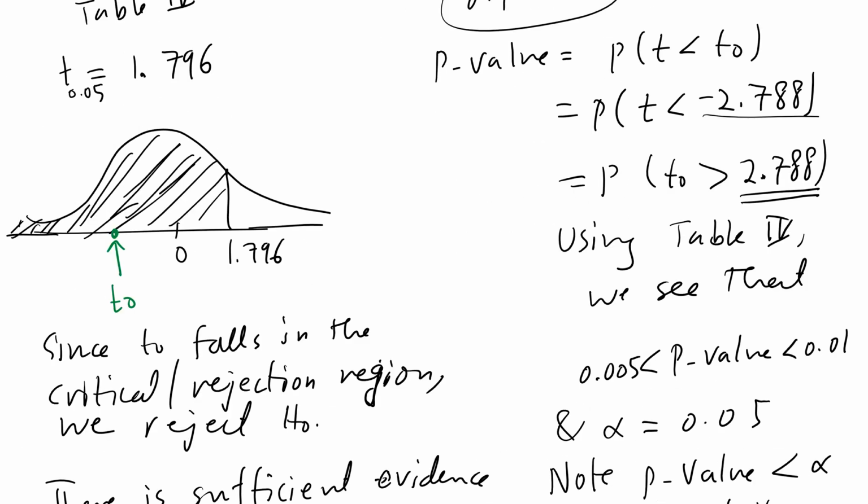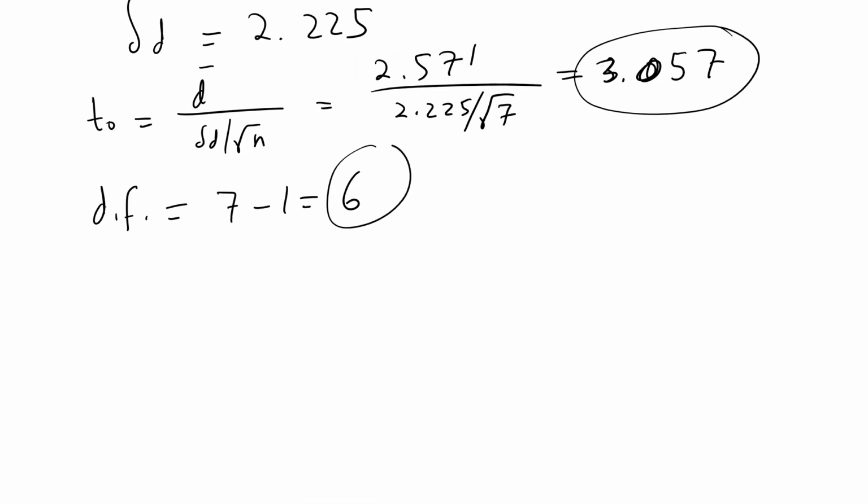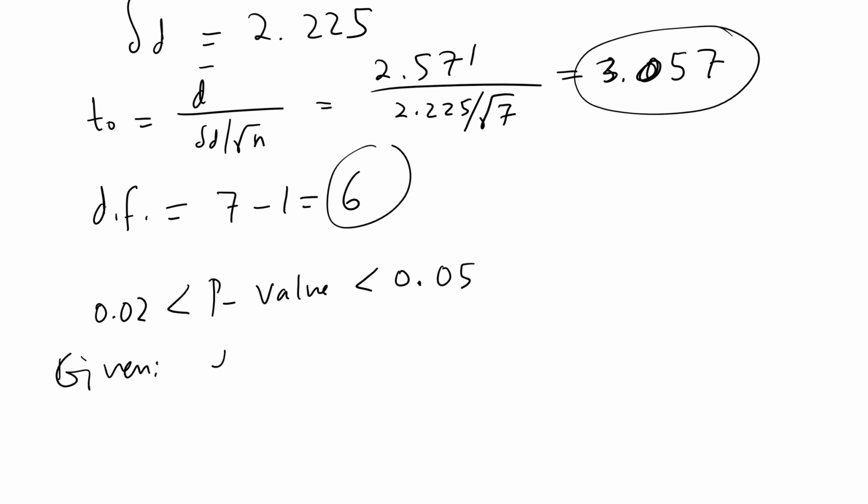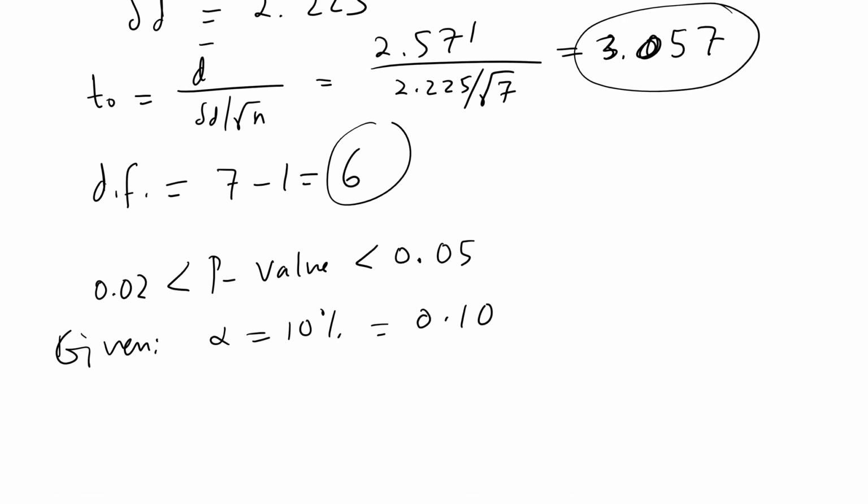So I'm going to have the p-value here. The p-value falls in between 0.02 and 0.05. And let's say alpha is given to be 10%, which is 0.10. So what do you notice here? We notice that the p-value that we have is less than the alpha. So we reject the null hypothesis. So I hope the way to find the p-value is easy now for you guys.